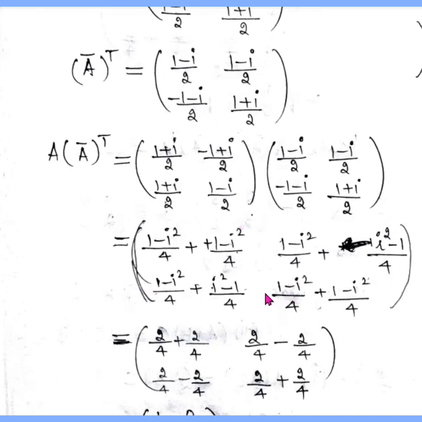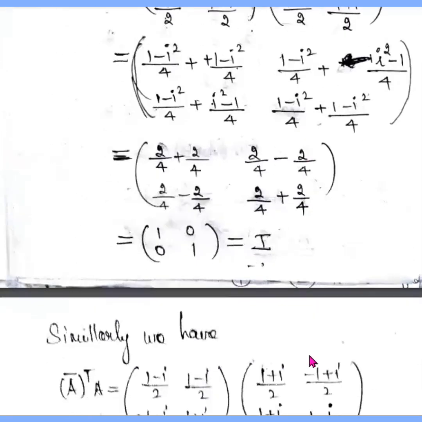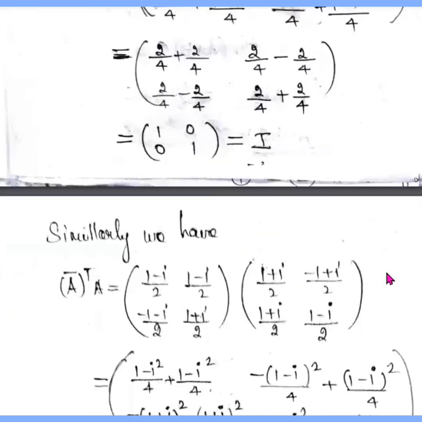i square is minus 1. Already there is a minus, so 1 plus 1, 2 by 4 plus 2 by 4. Then 2 by 4 minus 2 by 4, 2 by 4 minus 2 by 4, and 2 by 4 plus 2 by 4. So 2 by 4 plus 2 by 4, 4 by 4 is 1. So we get 1, 0, 0, 1, which is equal to I. So it is a unitary matrix.